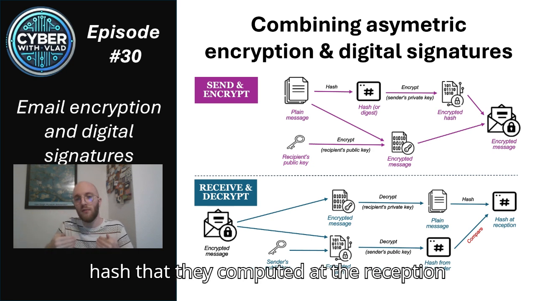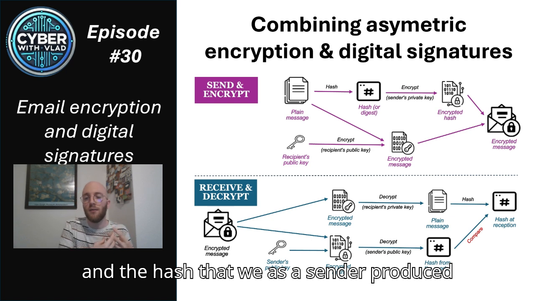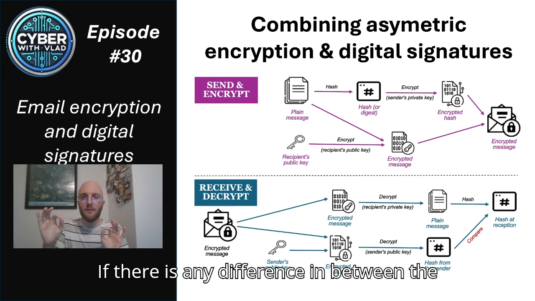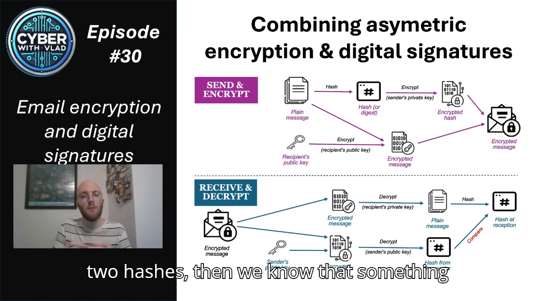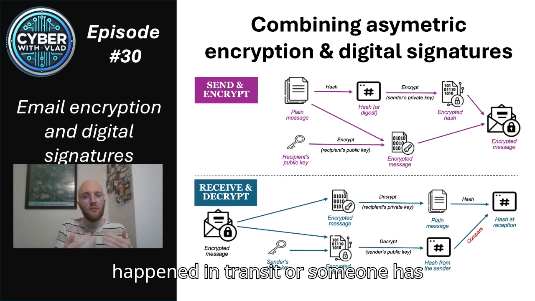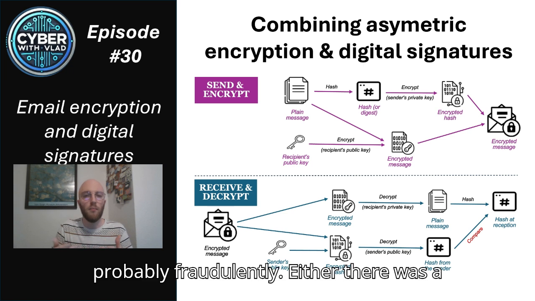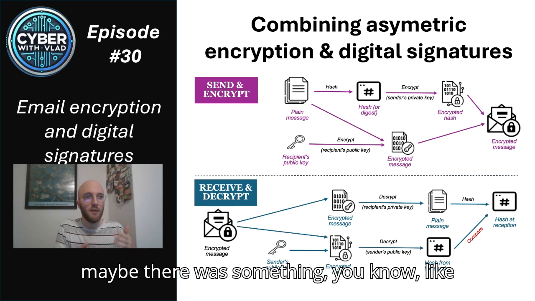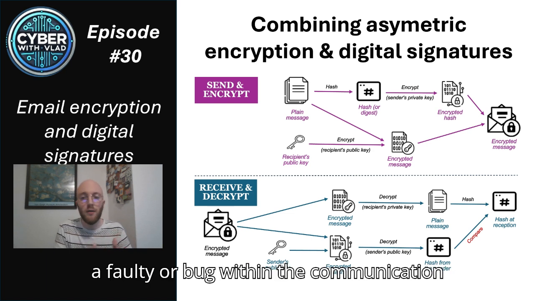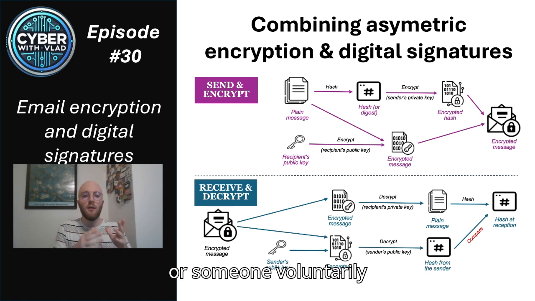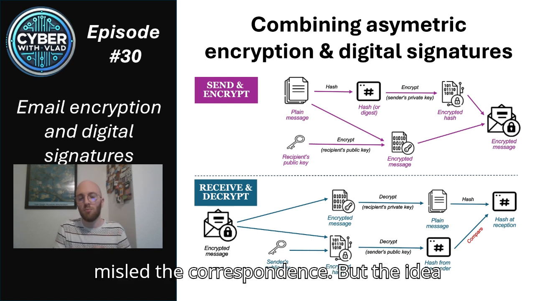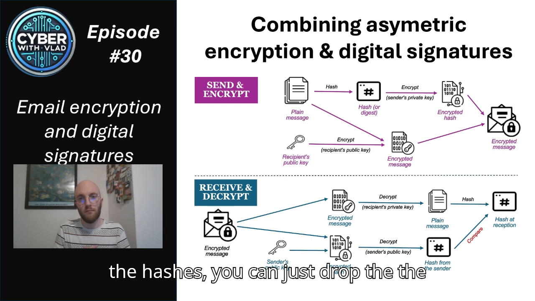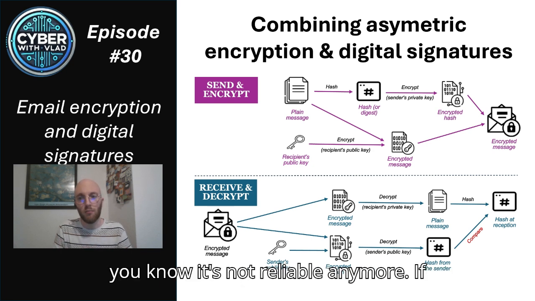So the hash that they computed at the reception and the hash that we as a sender produced and attached to the email. If there is any difference between the two hashes, then we know that something happened in transit or someone has modified the message, probably fraudulently. Either there was a mistake or an error in transit, maybe a fault or bug within the communication, or someone voluntarily misled the correspondence. But the idea is that if there is any difference in the hashes, you can just drop the message, because you know it's not reliable anymore.